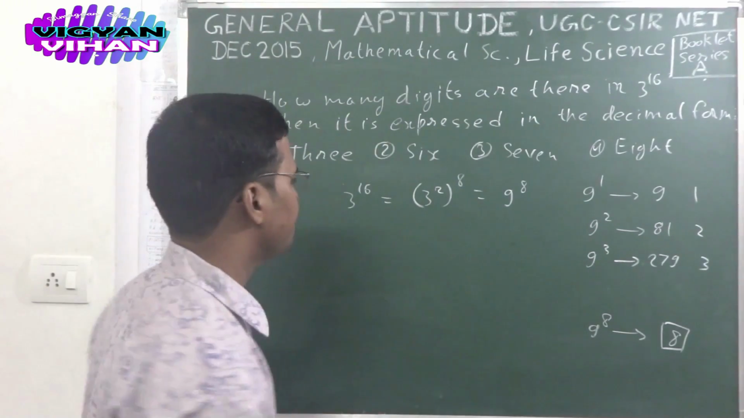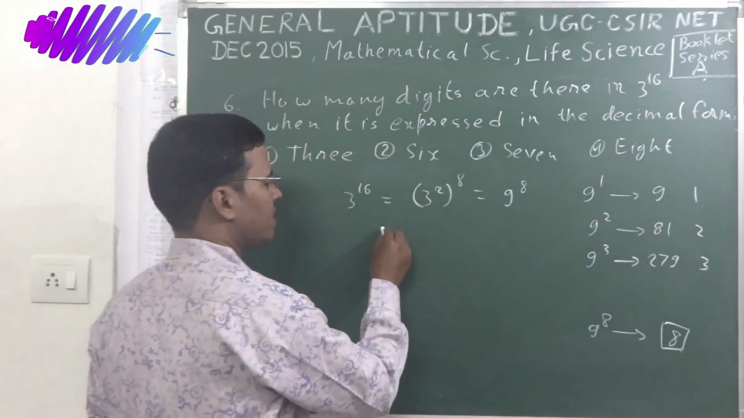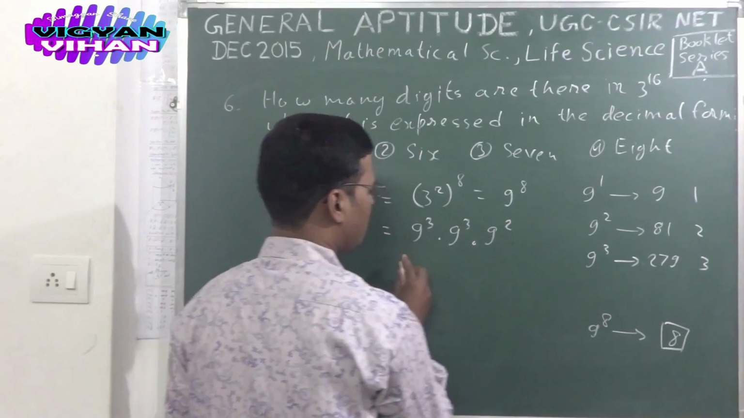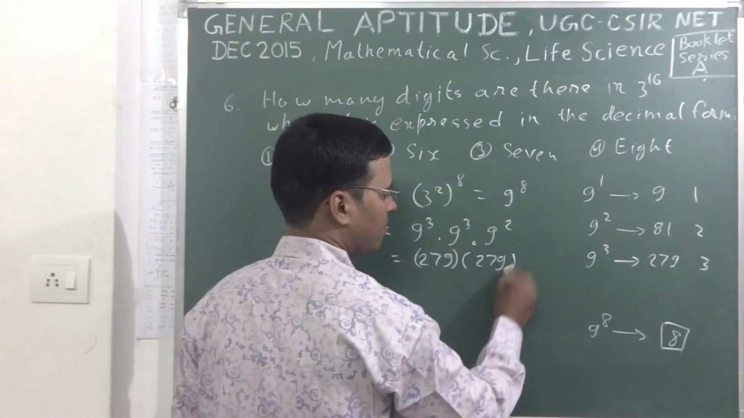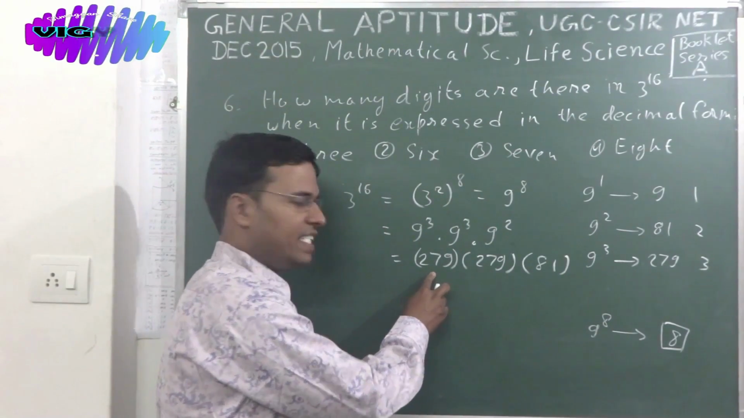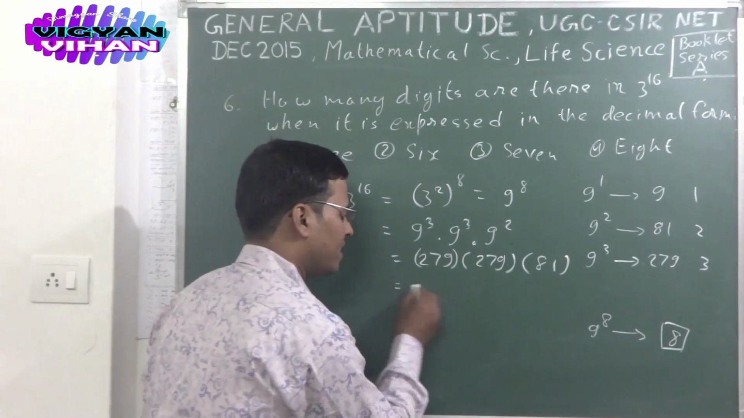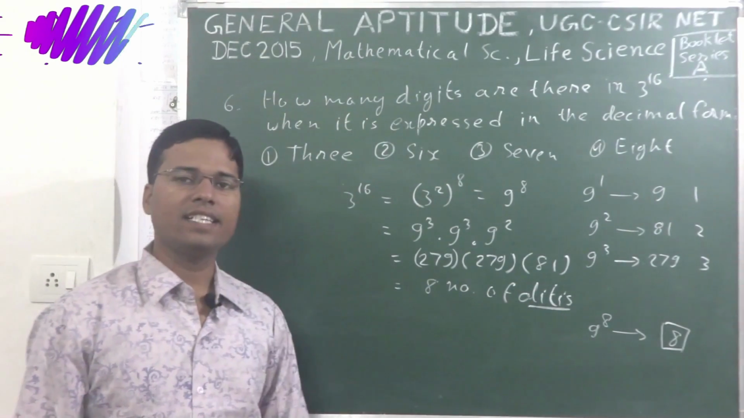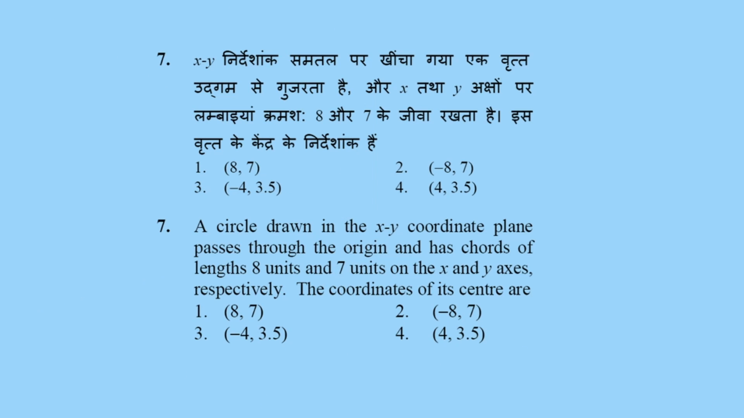Otherwise, we can calculate it like this: if 9 power 3 is 729, then we can write 9 power 8 as 9 power 3 multiplied by 9 power 3 multiplied by 9 power 2, that is 729 multiplied by 729 multiplied by 81. So there are 3 digits, 3 digits, and 2 digits. When we multiply those numbers, we will get 8 digits in the final value. So the correct answer of this problem would be 8, option 4.